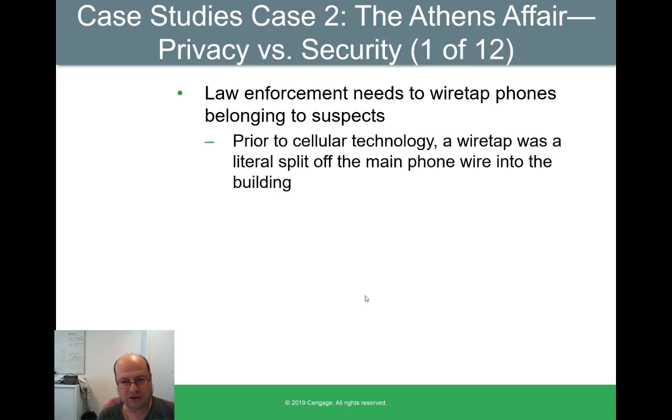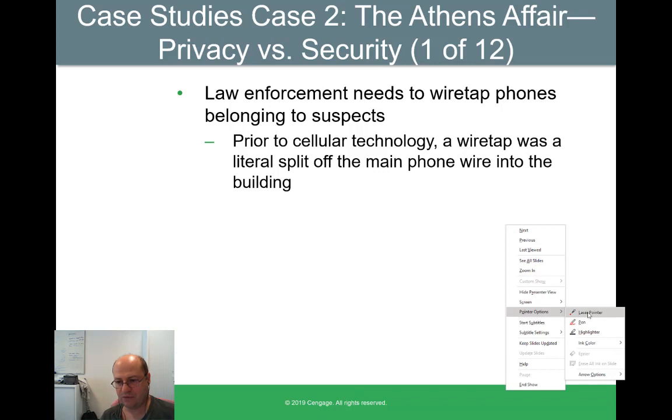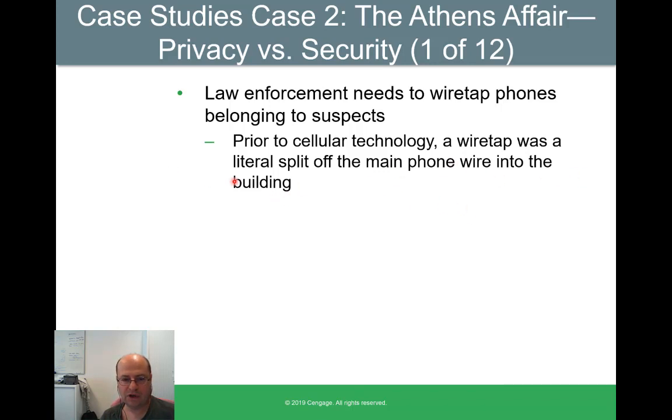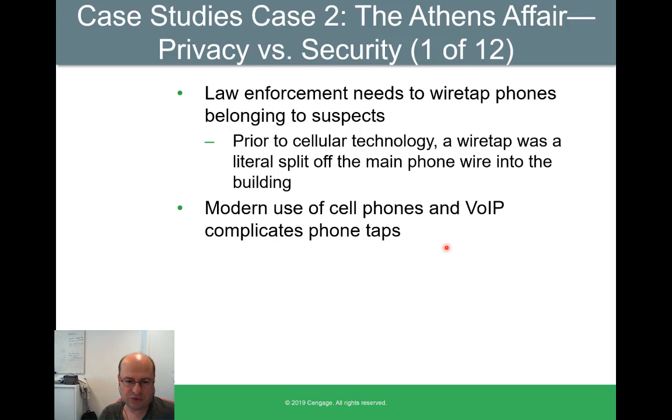Prior to cellular technology, to mobile phone technology, a wiretap was an actual physical split off from the main line of the phone into the building. So there was actually a split where the line would go to the recipient, and also a copy of it goes to the law enforcement.